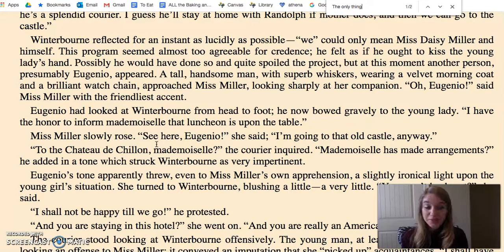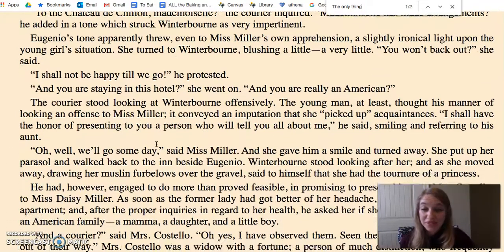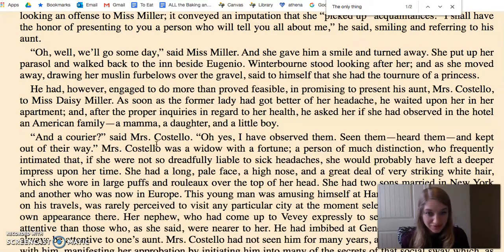And this is going to be on the quiz. So I'd recommend looking up exactly why Mrs. Costello, or his aunt, doesn't want to meet with Daisy Miller. That will be on the quiz, even though I'm not going to discuss it right now. But in any case, his aunt won't meet her.